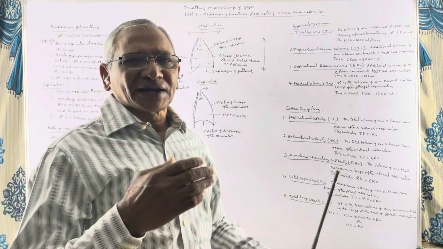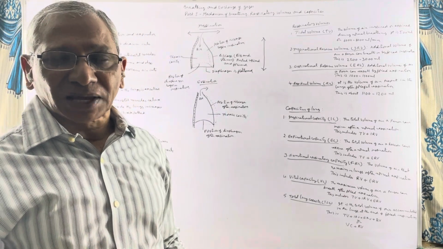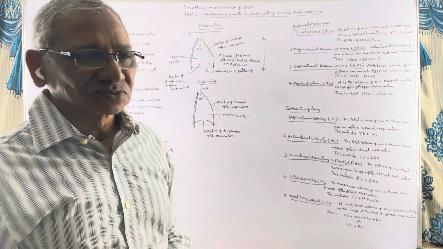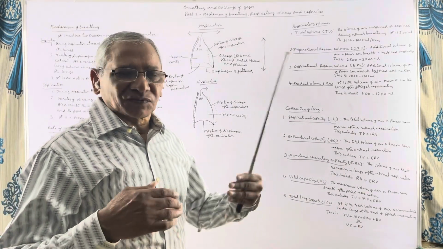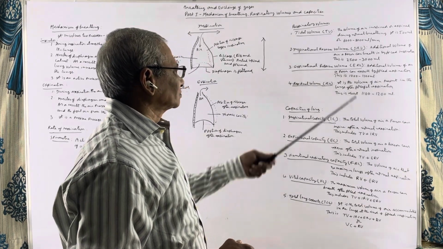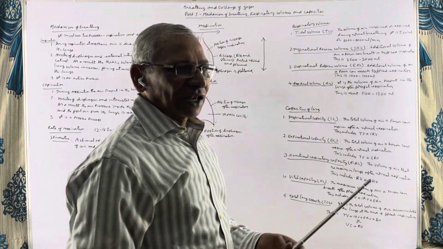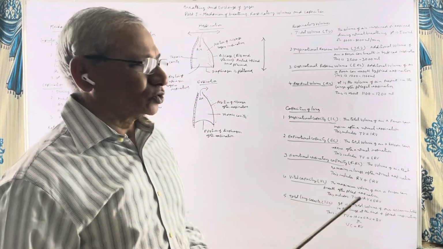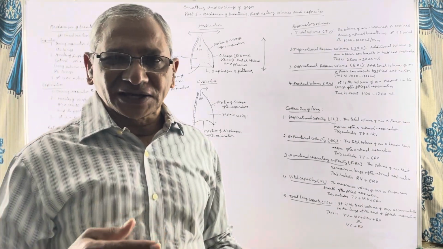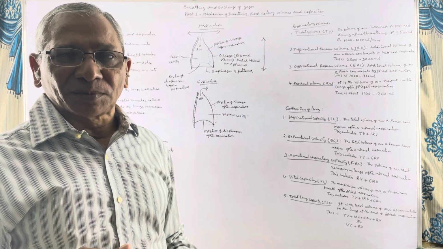Then, expirational reserve volume. Normally, we expire during tidal volume 500 ml of air. But sometimes, we forcefully expel air from the lungs. When we forcefully expel the air from the lungs, it is known as expirational reserve volume. The expirational reserve volume is 1,000 to 1,100 ml. That means, during forced expiration, in addition to the 500 ml of air, we expel 1,000 to 1,100 ml of air to the outside.